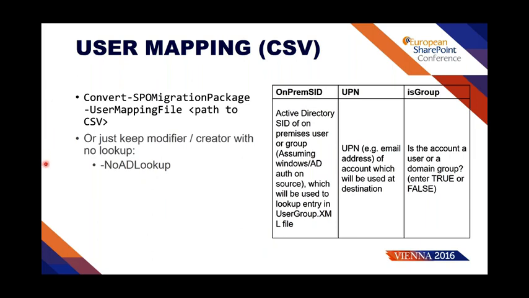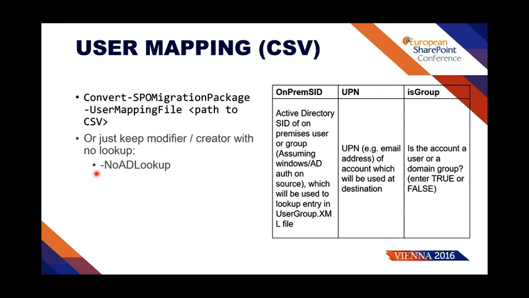Or if you just keep it pure simple, there's a switch, now called no Azure AD lookup, which just keeps the name without doing a mapping, so that you have the history available in SharePoint. You see this file has been changed by Dennis Hopmeyer, for instance, and not by the account you're using to migrate. So that can be useful.